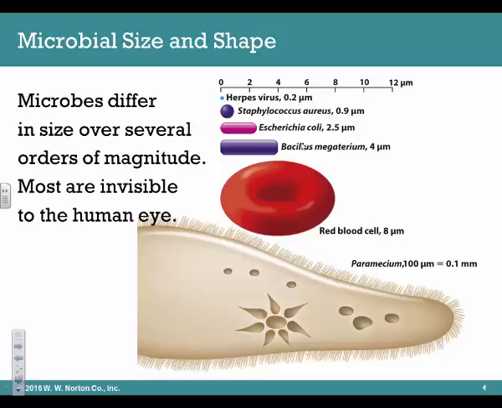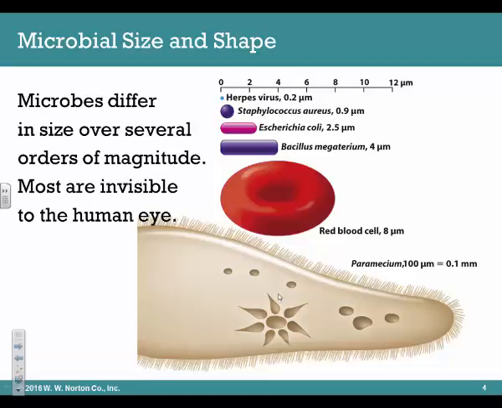Bacteria generally range around 1 micron. Staphylococcus aureus is spherical. It's just under 1 micrometer in diameter. Escherichia coli is rod-shaped, and so it's a little longer, but the width is about 1 micrometer. And then there are some bigger bacteria. Bacillus megaterium, as its name implies, is 4 microns, but generally you're talking about bacteria being about 1 to 2 micrometers or microns in length. Just for comparison, a human red blood cell is 8 micrometers.